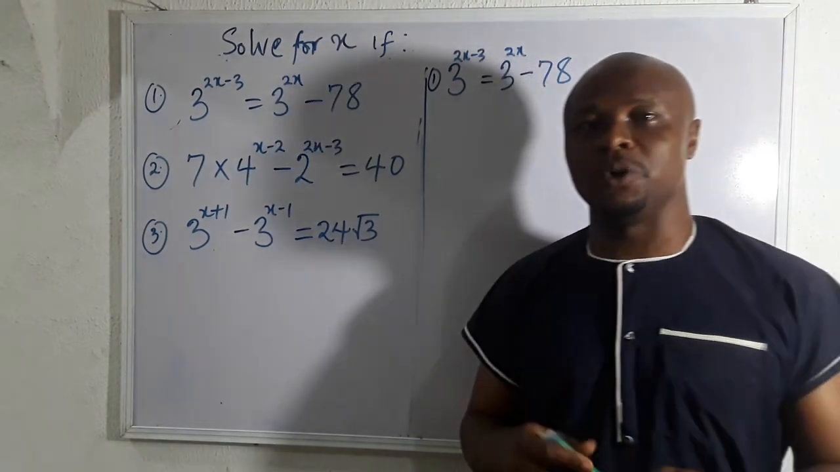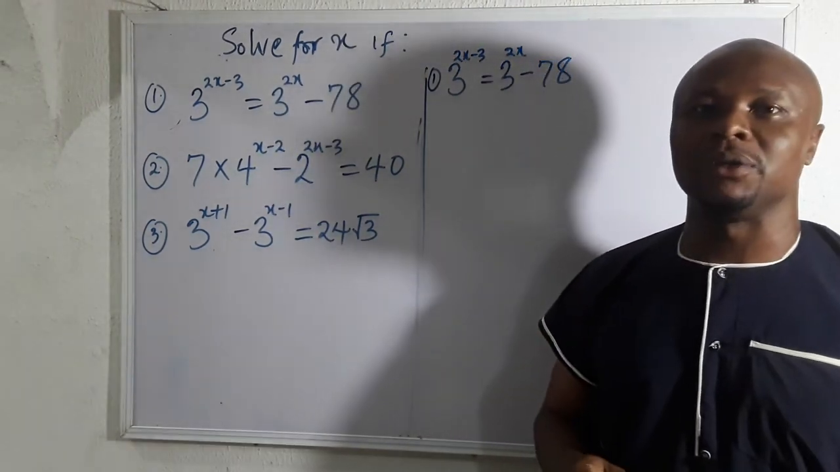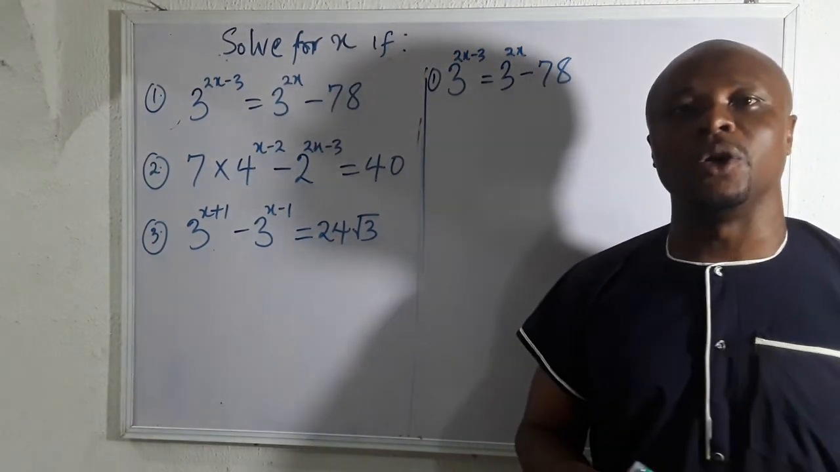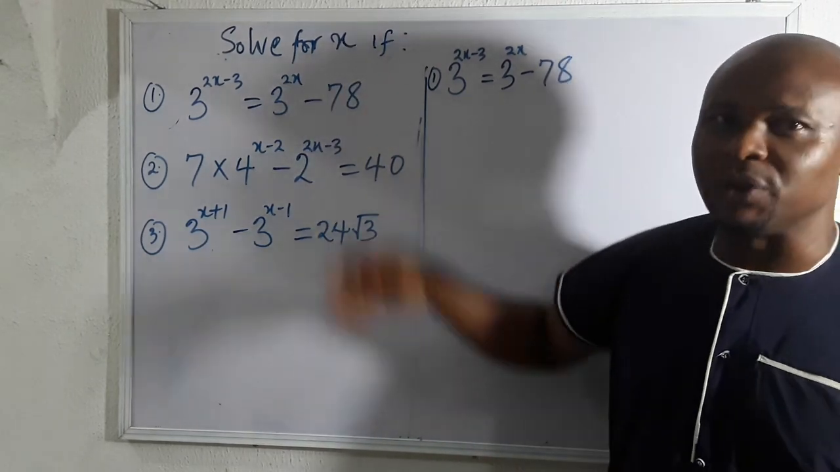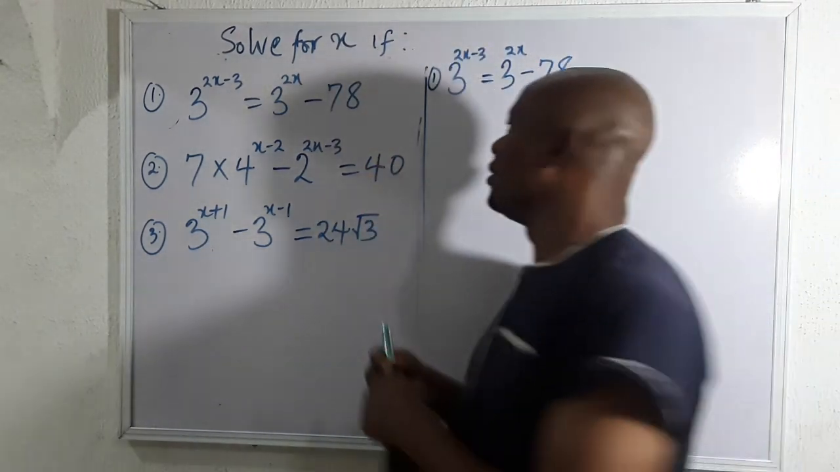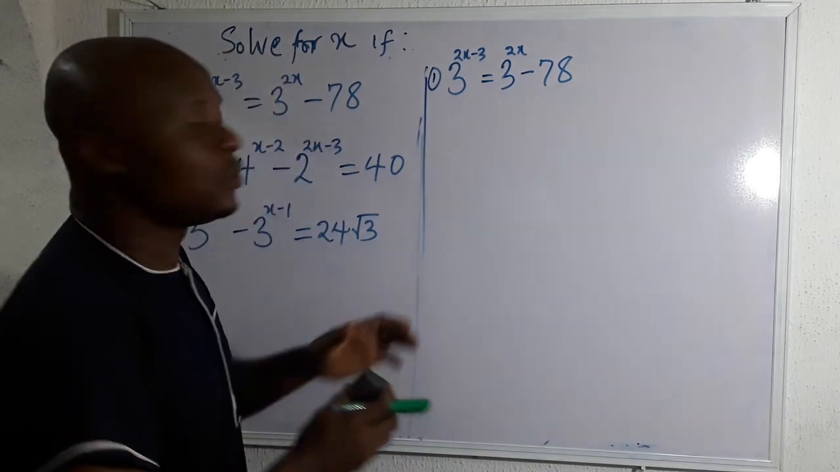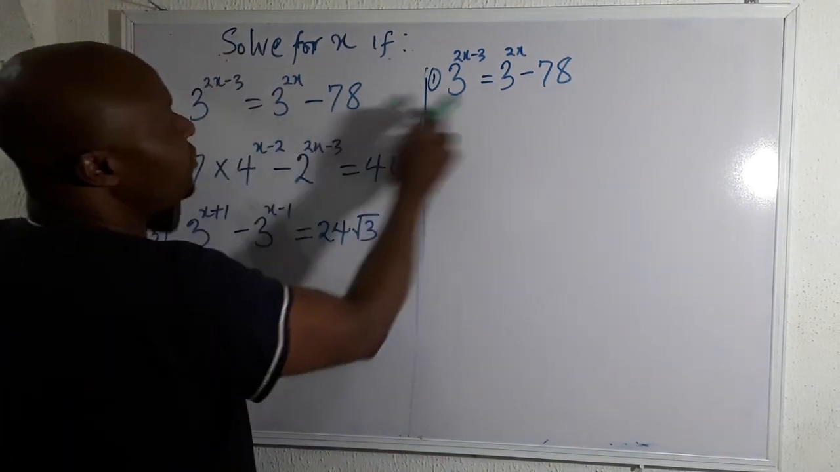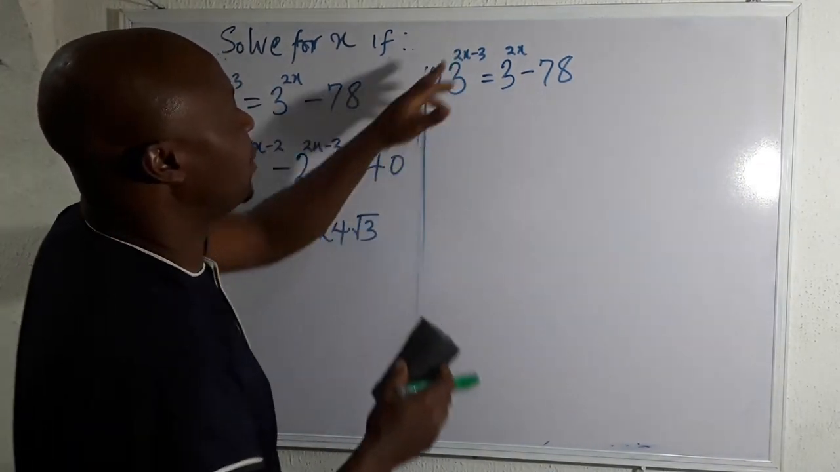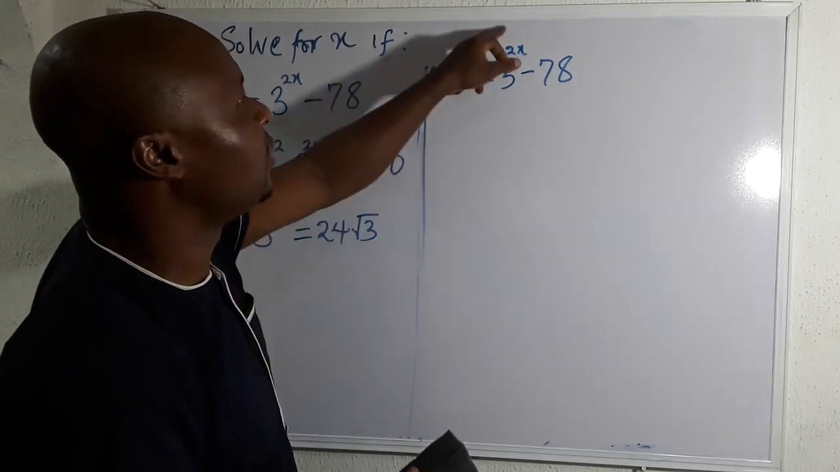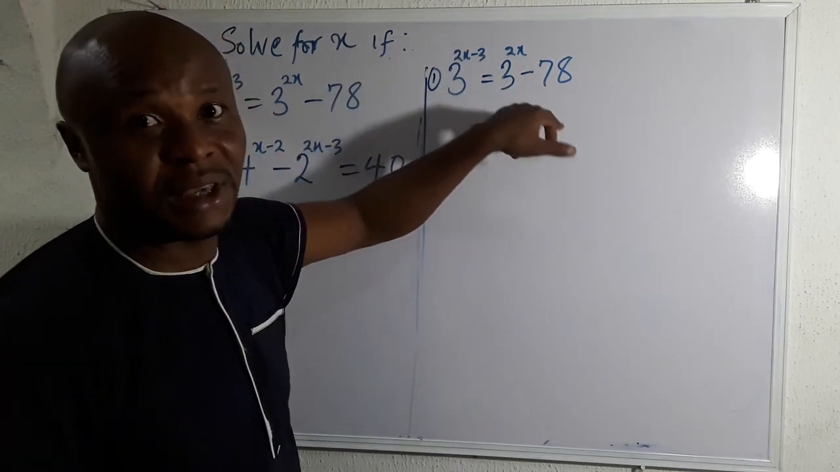In this video we are going to learn how to apply the laws of indices to solve questions like this. So let us dive right in. The very first question, as you can see repeated here, is 3 raised to the power 2x minus 3 is equal to 3 raised to the power 2x minus 78.